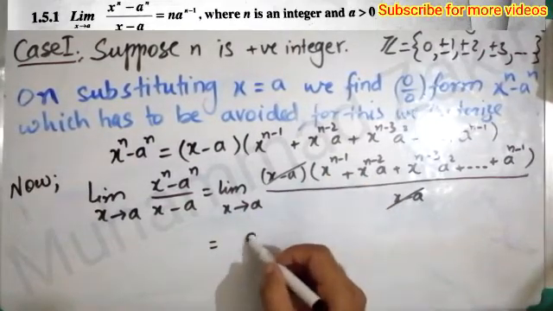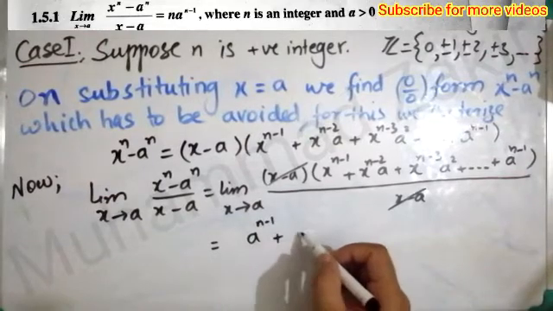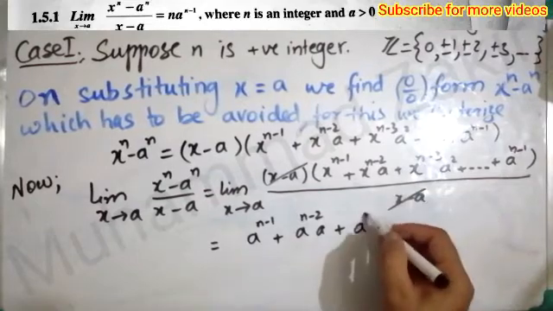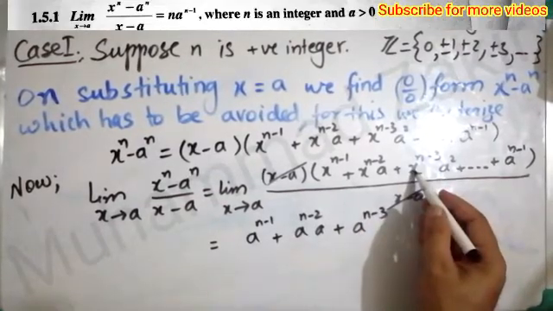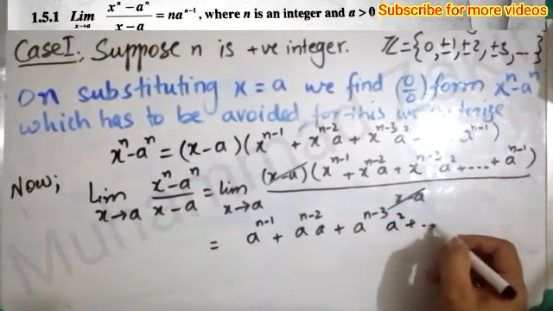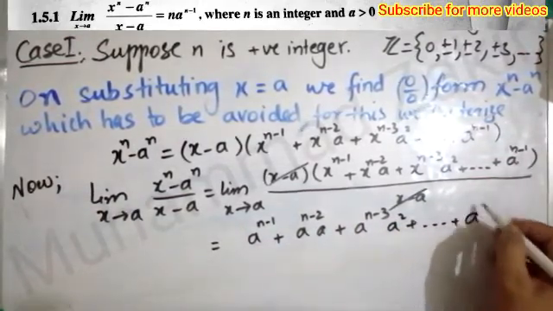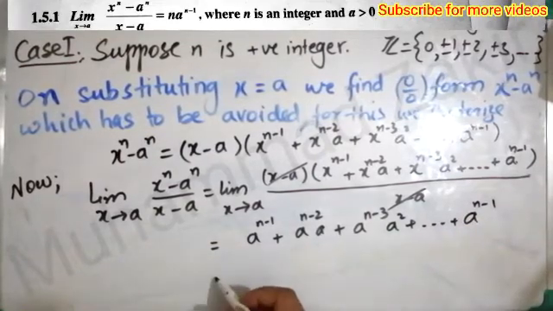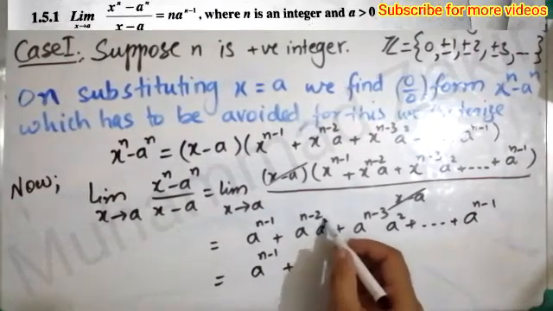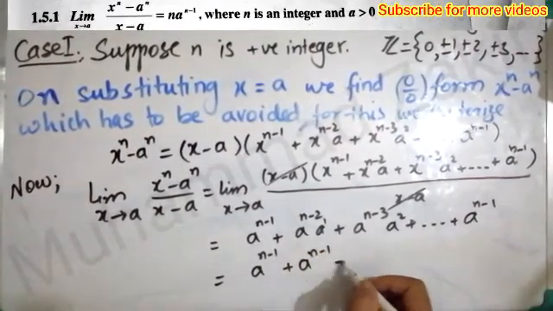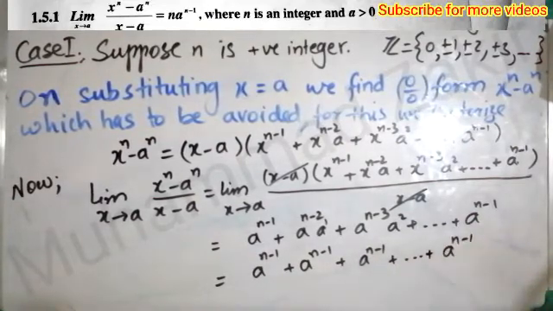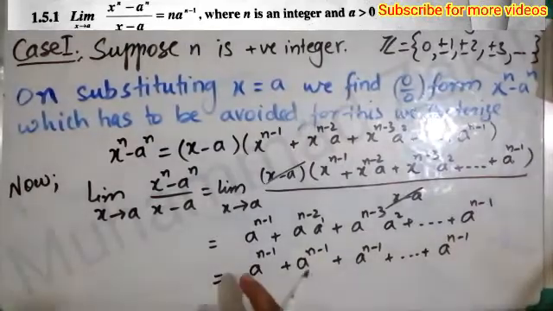We get a^(n-1), a^(n-2) times a, a^(n-3) times a^2, and so on, since x is now replaced by a as the limit is applied. Everywhere the power is n minus 1. If we look keenly, the two powers are added, a^(n-1), a^(n-1), and so on, up to a^(n-1).